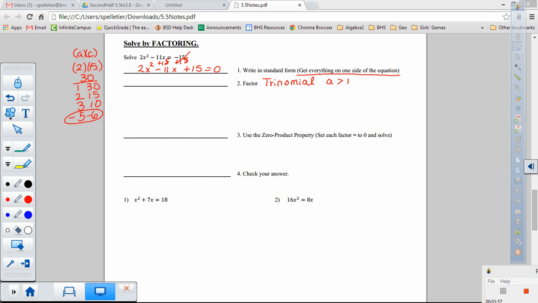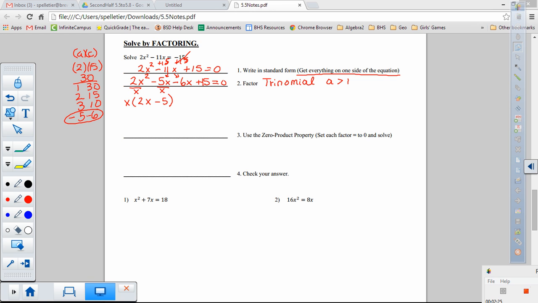And then we replace that middle term, recall? 2x squared minus 5x minus 6x plus 15. So we just replaced the negative 11x with those two. We're going to factor out from the first two, so factor by grouping. We're going to group the first two together and factor out the x. That leaves me with 2x minus 5.